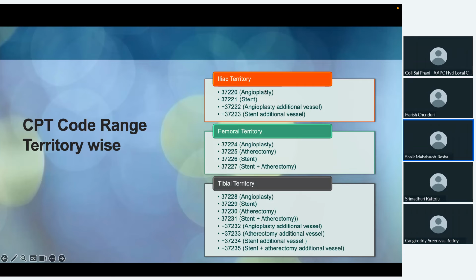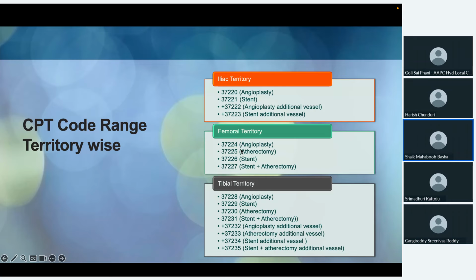For example, let me explain. In the iliac territory, we do have 3 arteries. Each artery will be considered a separate blood vessel while coding. In the tibial territory, we do have 4 to 5 major arteries. All 5 arteries will be considered separate blood vessels for coding. Each artery will be coded separately. While coming to femoral, no matter how many arteries are present in the femoral territory, all arteries will be considered a single blood vessel per coding guidelines. That is the reason we do not have any add-on codes.